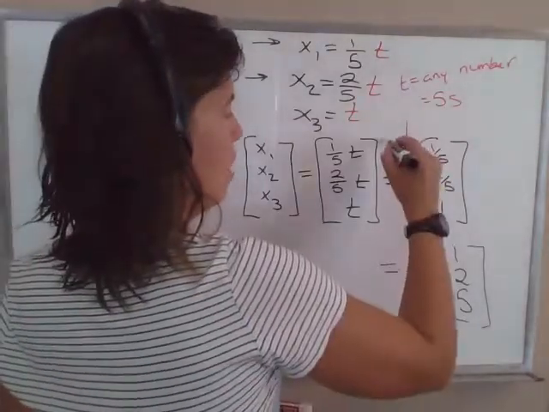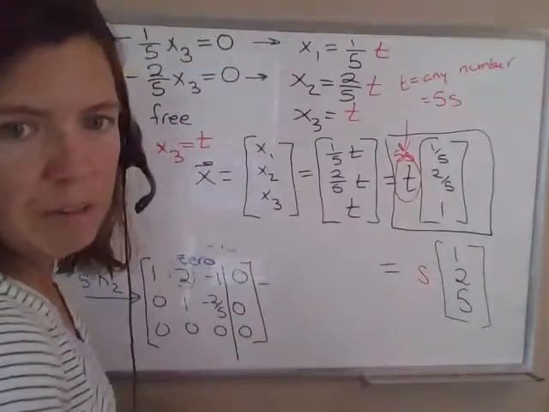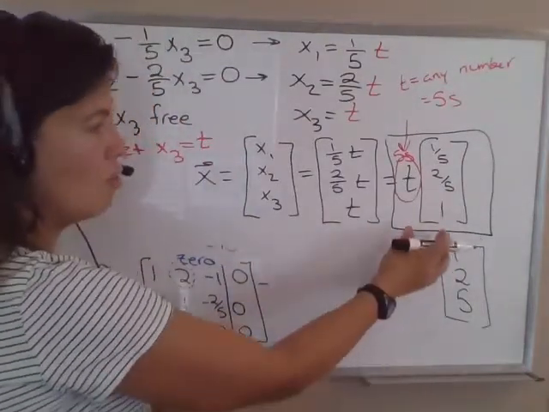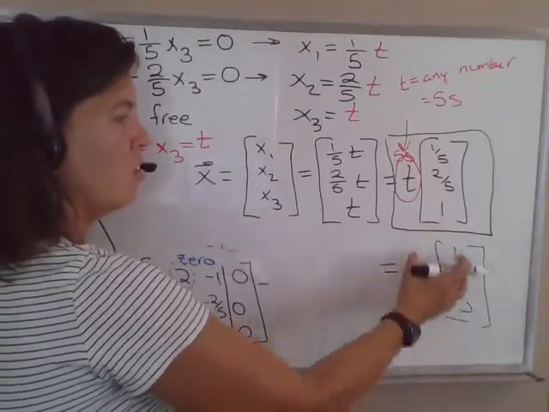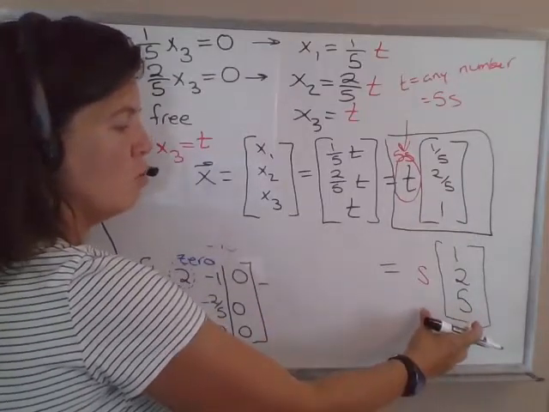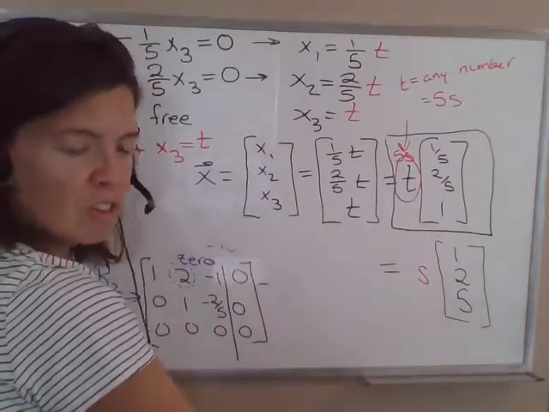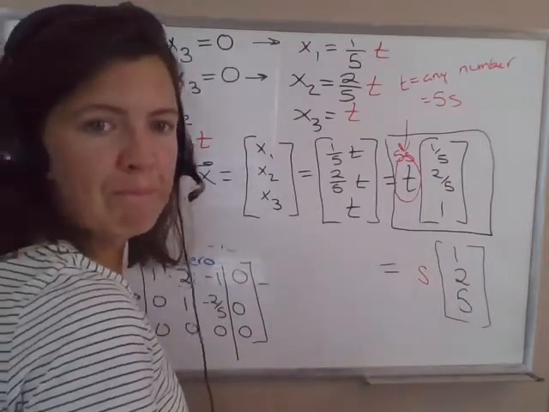There's no rule that says you can't use fractions as your entries when you're describing your solution set. So it's fine to leave it like this. But you'll see in a lot of textbooks, they'll translate that to the set of all multiples of some vector with integer entries, just to clean it up a little bit.